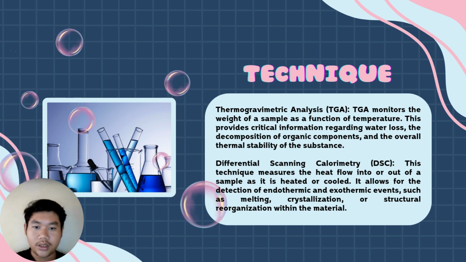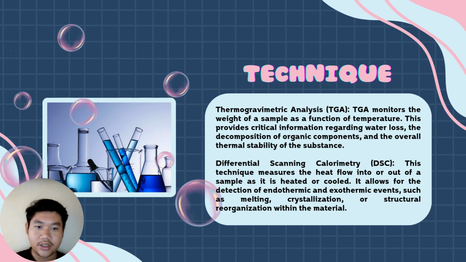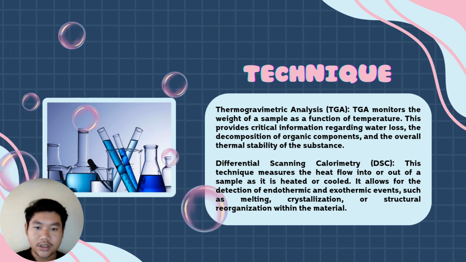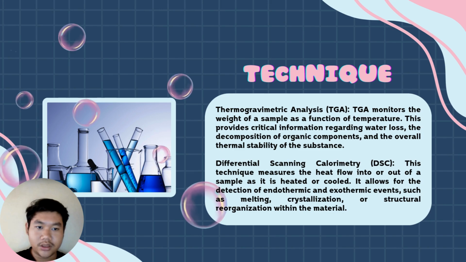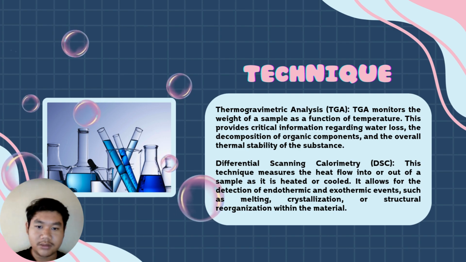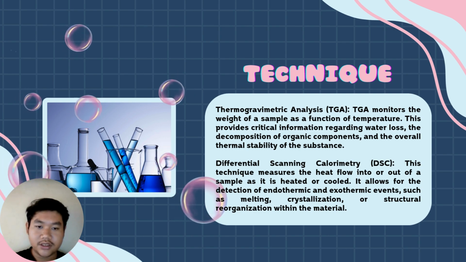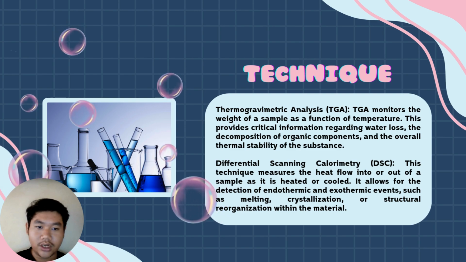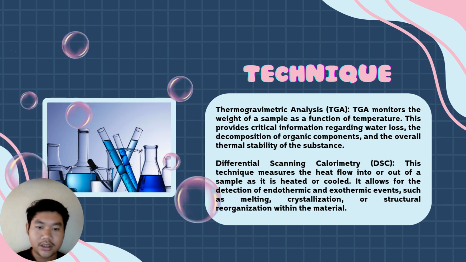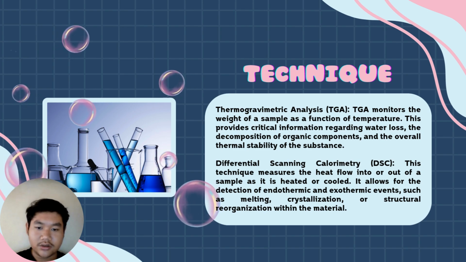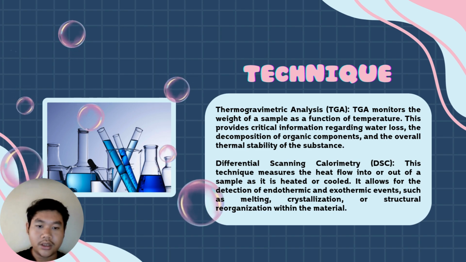So the technique we use are the thermogravimetric analysis (TGA). TGA monitors the weight of a sample as a function of temperature. This provides critical information regarding water loss, the decomposition of organic components, and the overall thermal stability of the substance. The second technique is differential scanning calorimetry (DSC). This technique measures the heat flow into or out of a sample as it is heated or cooled. It allows for the detection of endothermic and exothermic events such as melting, crystallization, or structural reorganization within the material.